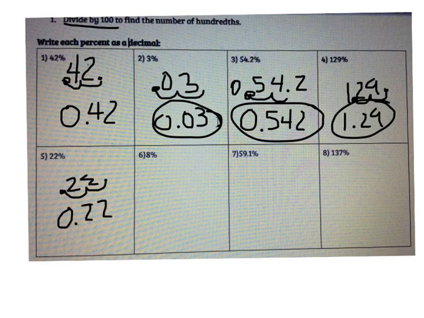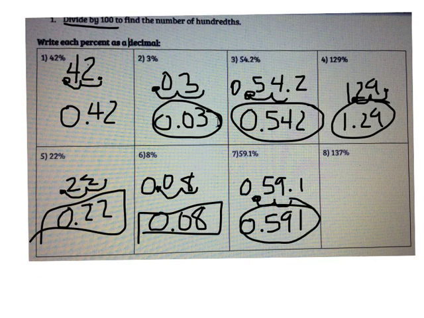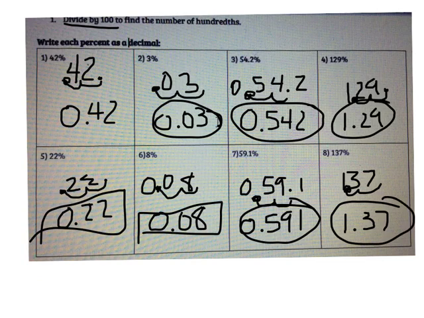Write 8% as a decimal. I can move the decimal once, twice. The answer is 8 hundredths. Write 59 and 1/10% as a decimal. Well, I can move the decimal point once, twice to divide by 100. The answer is 0 and 591 thousandths. 137% written as a decimal. I can move the decimal once, twice. The answer is 1 and 37 hundredths.